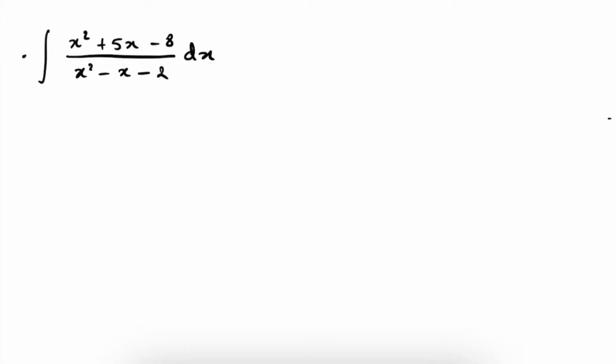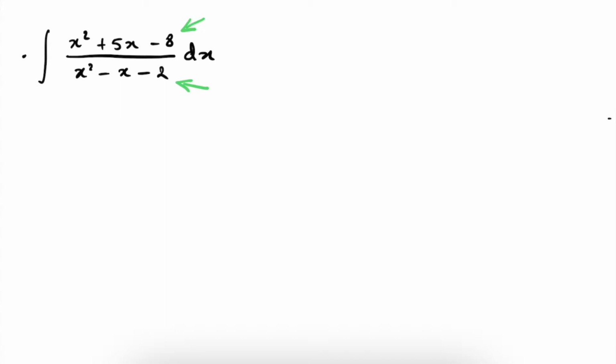The very first step that we'll have to do in all of these exercises is to check whether the degree of the polynomial in the numerator is larger or equal to the degree of the polynomial in the denominator. And if this is so, then we first have to perform a long division in order to make the degree of the polynomial in the denominator the largest one.